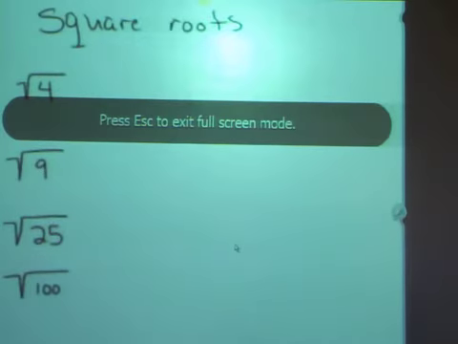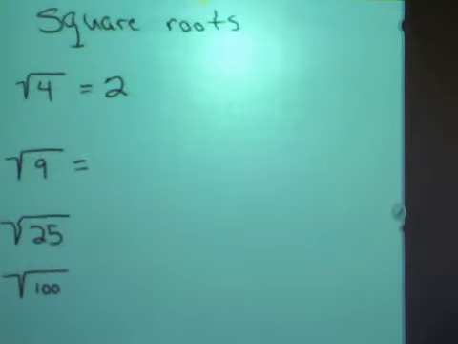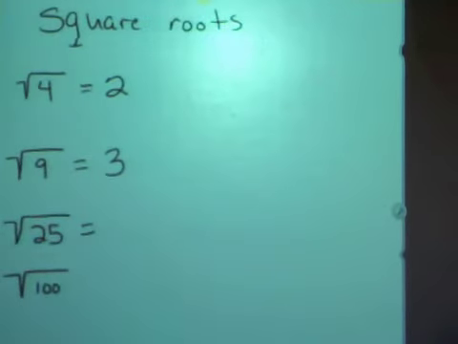Multiply it times itself, it gives me 4. Well, because 2 times 2 equals 4, the square root of 4 is 2. And then for the square root of 9, I need some number that when I multiply it times itself, it's 9. Well, that's 3, because 3 times 3 is 9. The square root of 25 would be 5, because 5 times 5 is 25. And the square root of 100 would be 10, because 10 times 10 is 100.